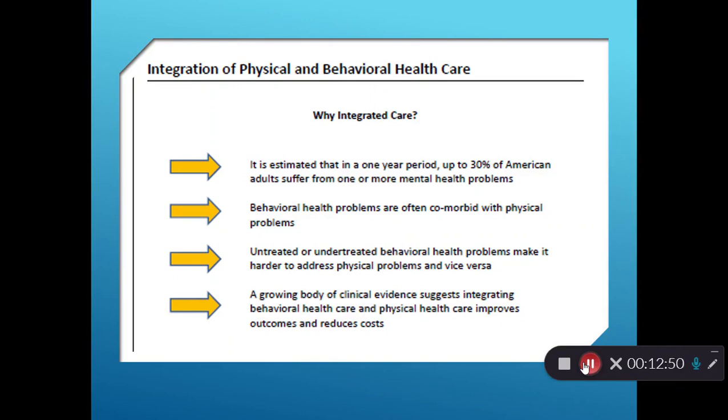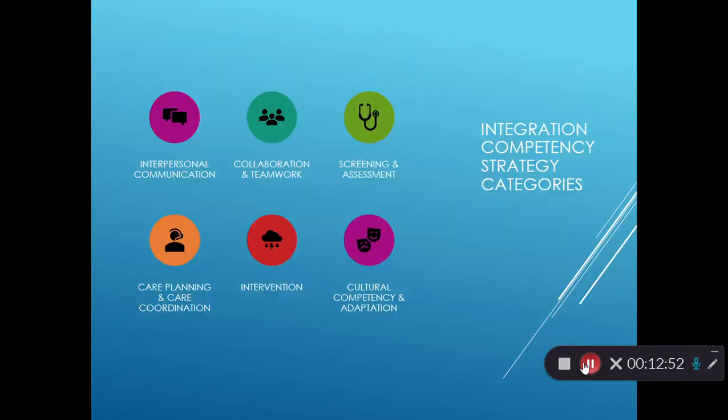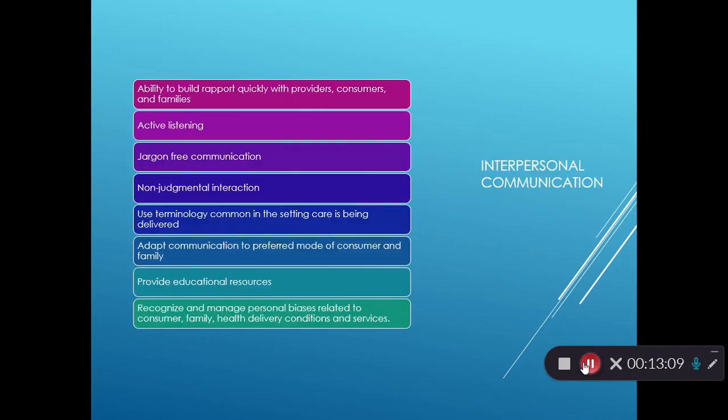So let's talk about how this is going to happen. These are the primary competencies that are needed from the administrative people that guide integrative care. So we're going to talk about all 6 of these as we go through here. Let's start with interpersonal communication.